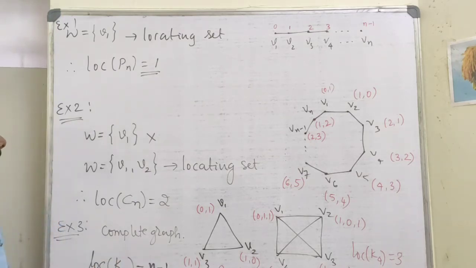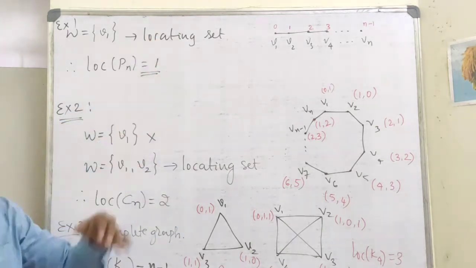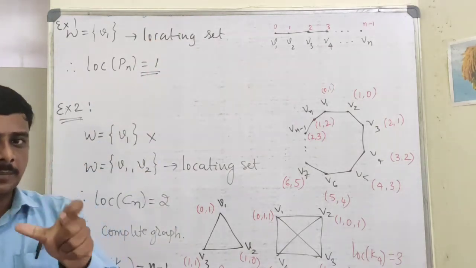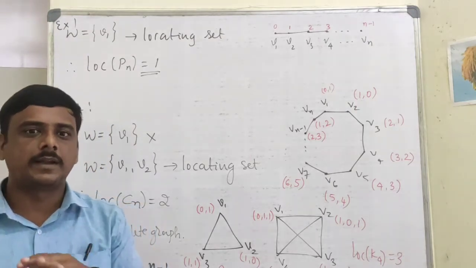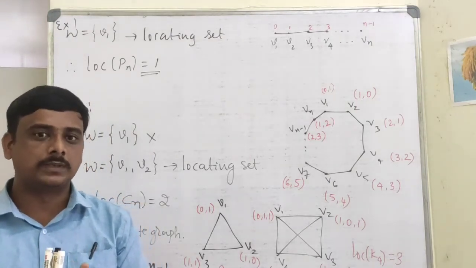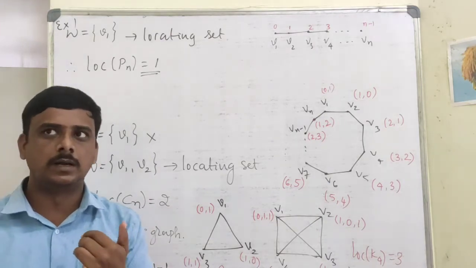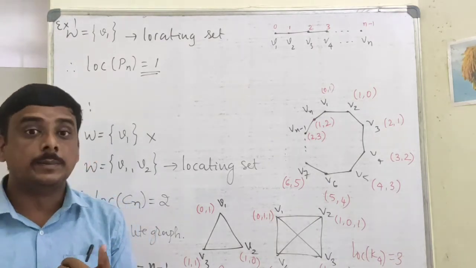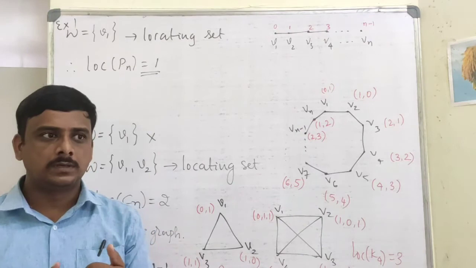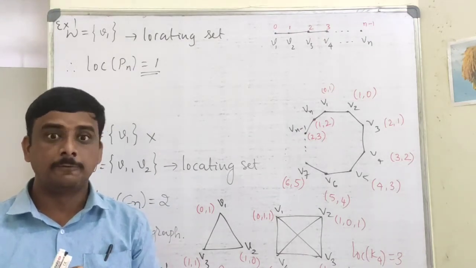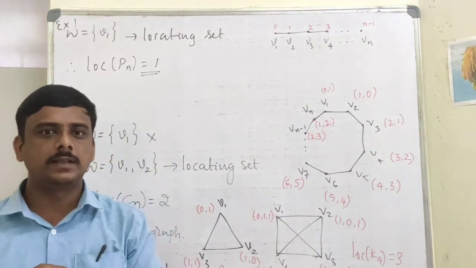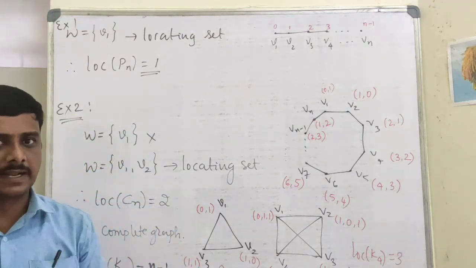So this is the procedure to find the location number of a graph G. Similarly, try to find the location number of other standard graphs. You can consider the complete bipartite graph, the star graph, the pi-star graph, and the wheel graph. Try to find the location number of these graphs.